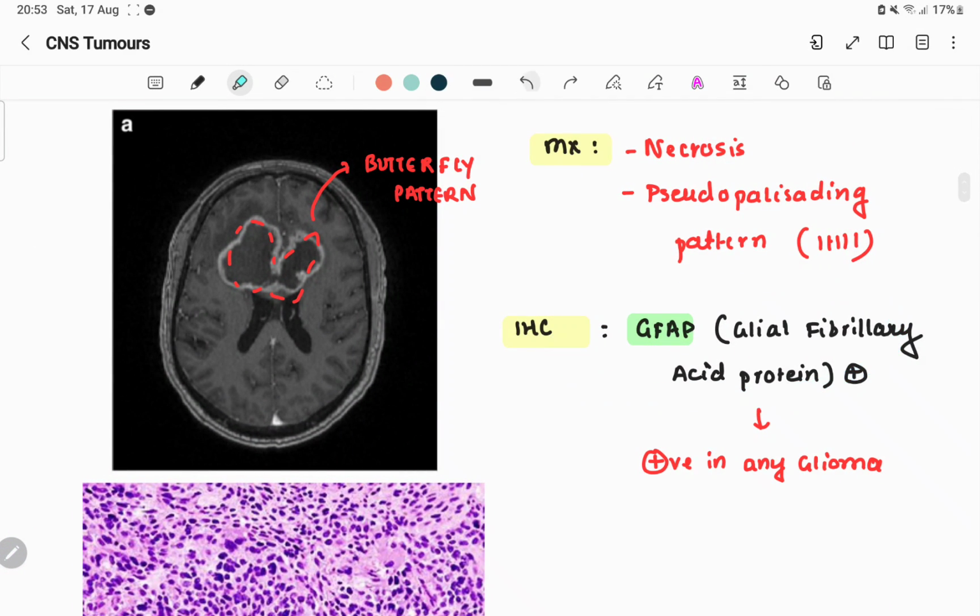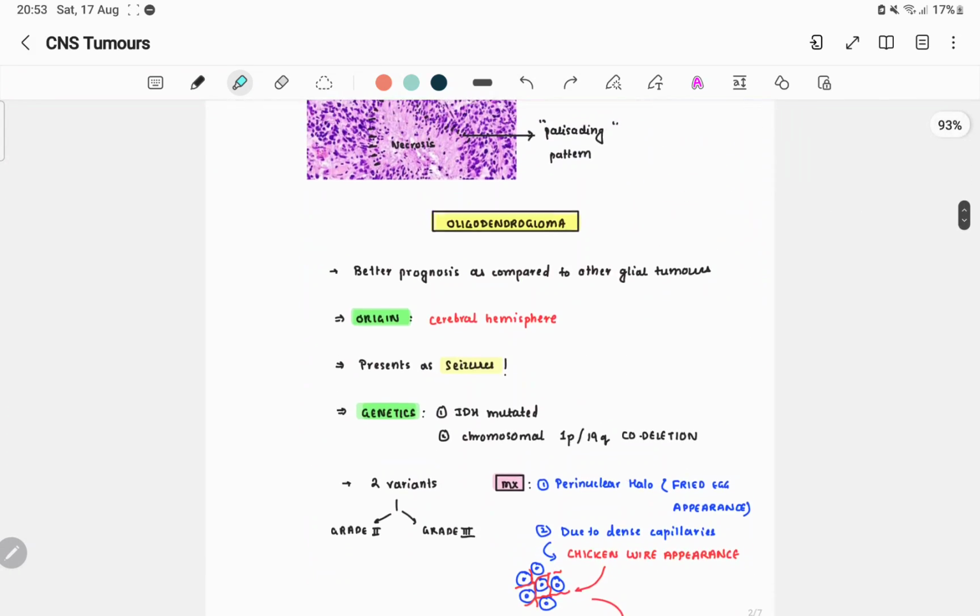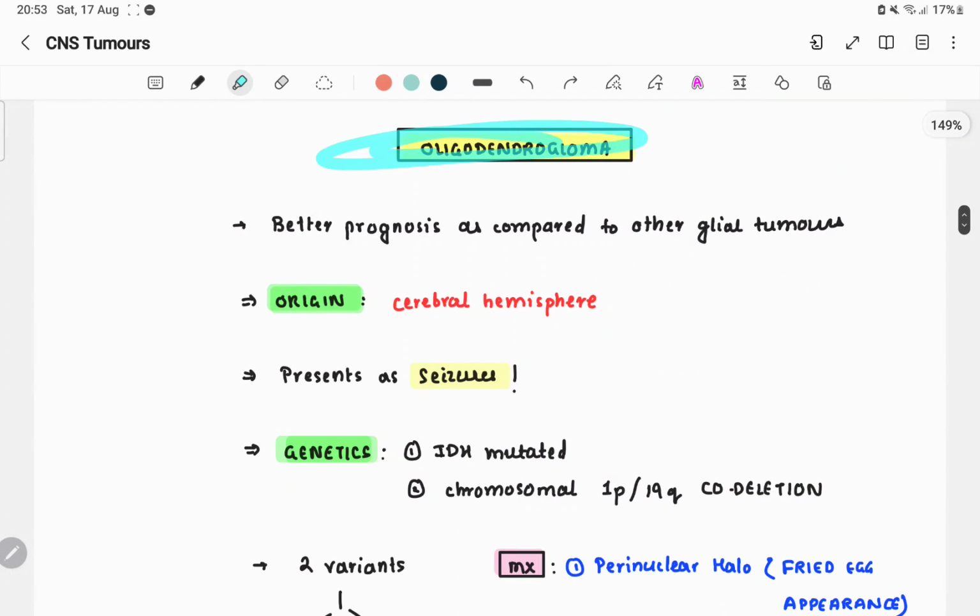On immunohistochemistry, all the gliomas have a characteristic finding of GFAP. GFAP means glial fibrillary acidic protein. Okay, understood? Let's move on to the next tumor, that is oligodendroglioma.